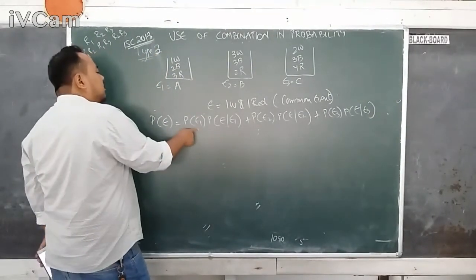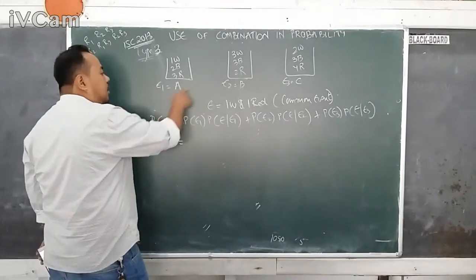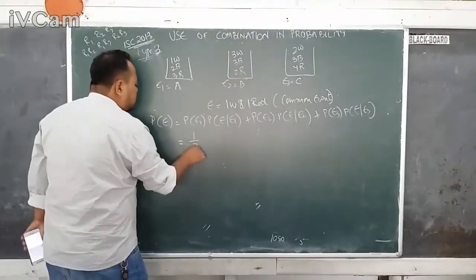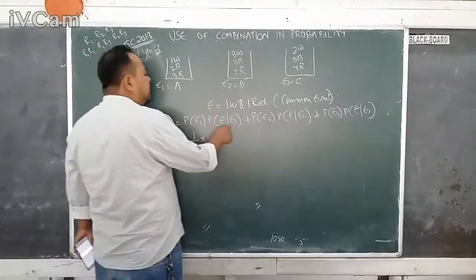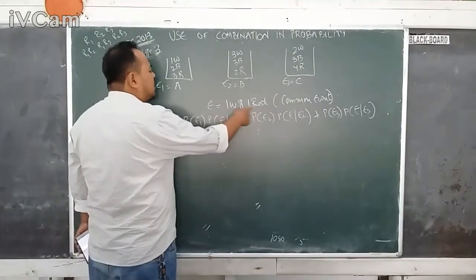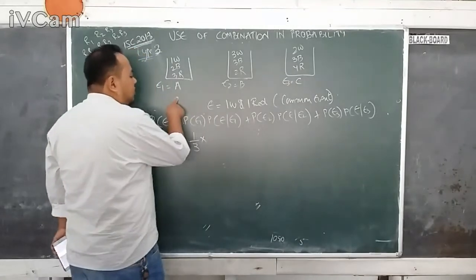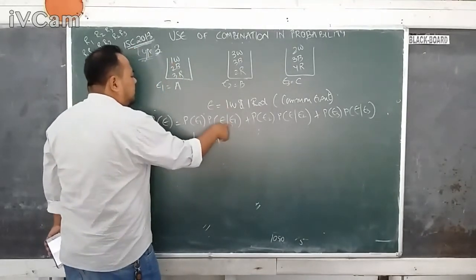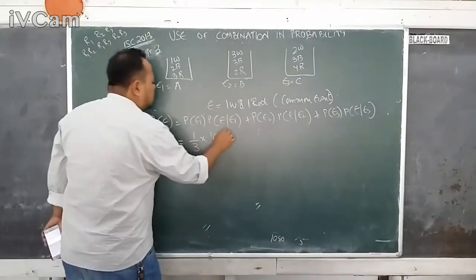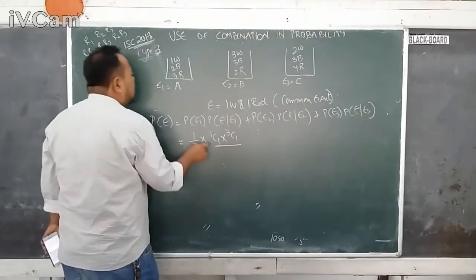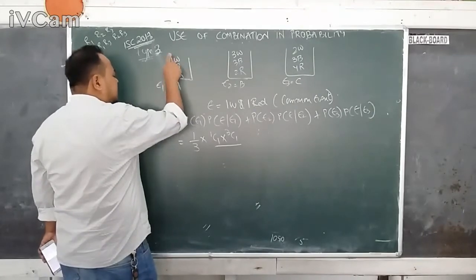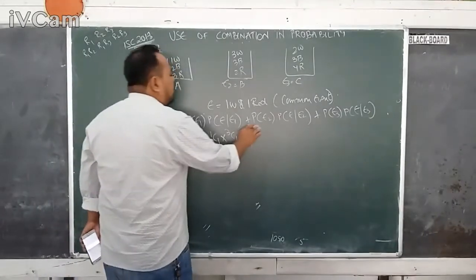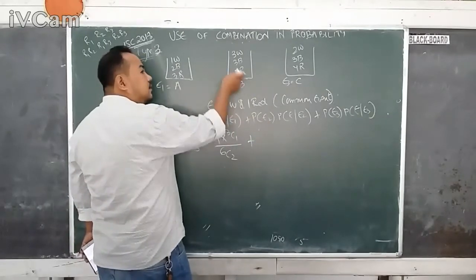Now, probability of E1. What is E1? Bag A gets selected. How many bags are there? There are 3 bags, so I have to choose one. So probability of E1 is 1 by 3 into probability of E slash E1, which means 1 white and 1 red from bag A. How many whites are there? 1. So it's going to be 1C1 into how many reds are there? 3, so 3C1 divided by total 3, 4, 5, 6. Out of 6, you are taking out 2. Finished.